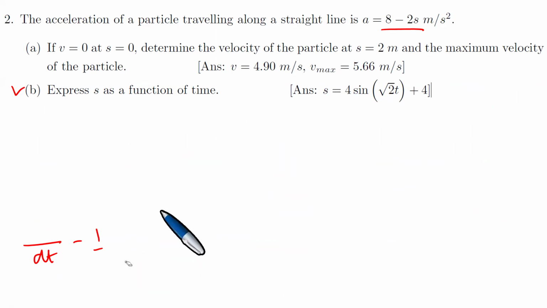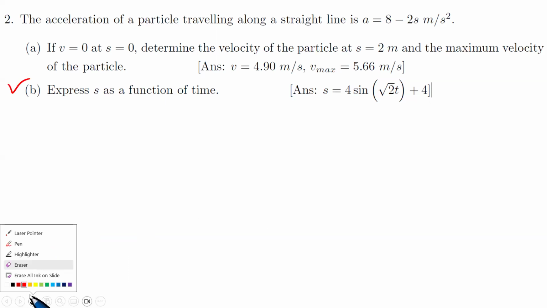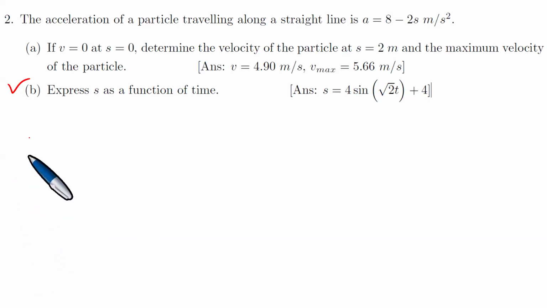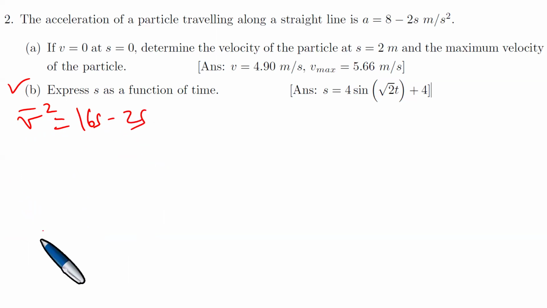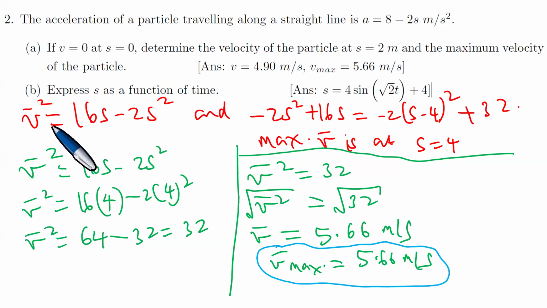So I'm going to do the following. Okay, take a look at this. A equals 8 minus 2s. That's fine, but I want to go straight to the point of v squared. v squared is 16s minus 2s squared. v squared is equal to 16s minus 2s squared.